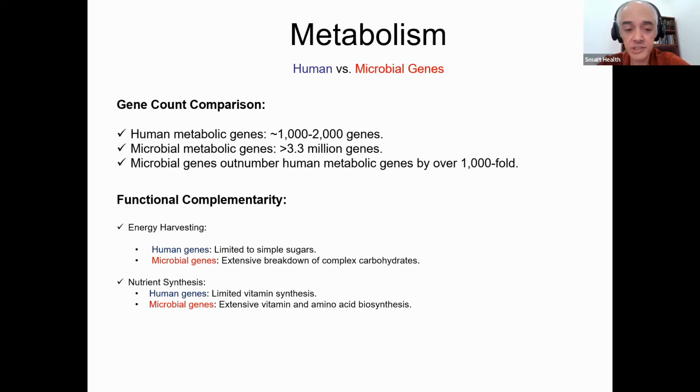Human metabolic genes are very limited. They can digest simple sugars. And microbial genes can break down and ferment complex carbohydrates in terms of the requirements for energy harvesting. In terms of nutrient synthesis, human genes are limited in the number of vitamins that they can synthesize. Microbial genes have an extensive metabolic repertoire to produce vitamins and amino acids.